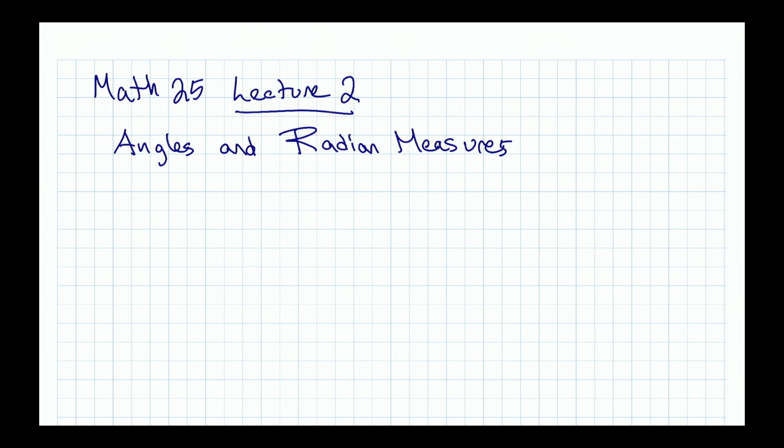So anyway, what we're going to be talking about are angles and radian measures. Now this is actually a pretty easy topic. I think it's easier than the last topic that we covered, which was on triangles and angles in triangles. So let's go ahead and get started.